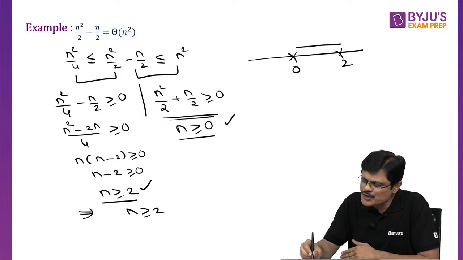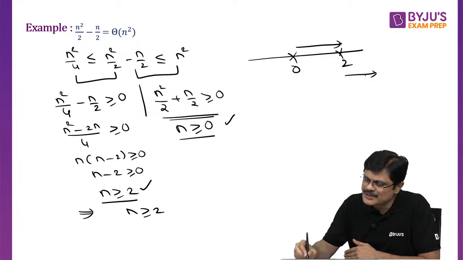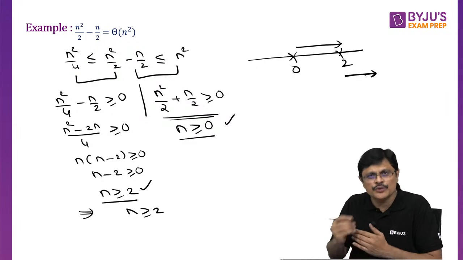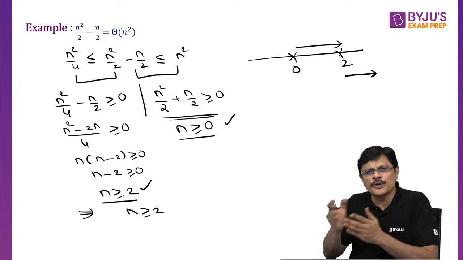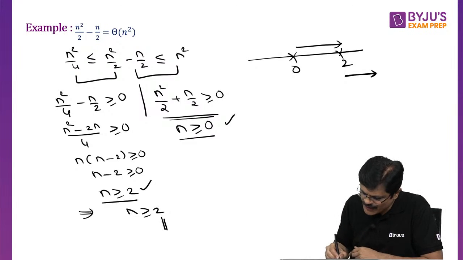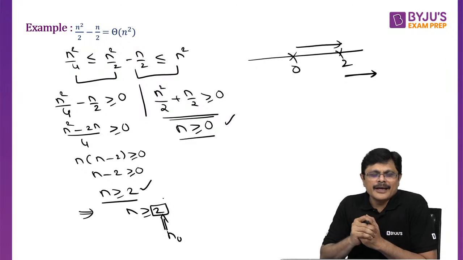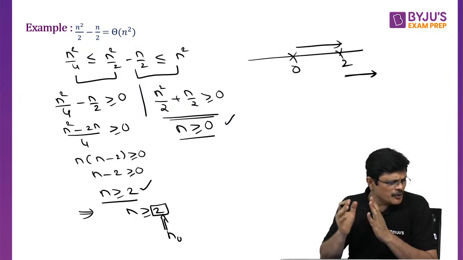One condition says it should be greater than 0, one condition says it should be greater than 2. When n is greater than or equal to 2, both the conditions are satisfied. So what is your n naught, sir? N naught is equal to 2. Is the idea clear? All of you able to follow?